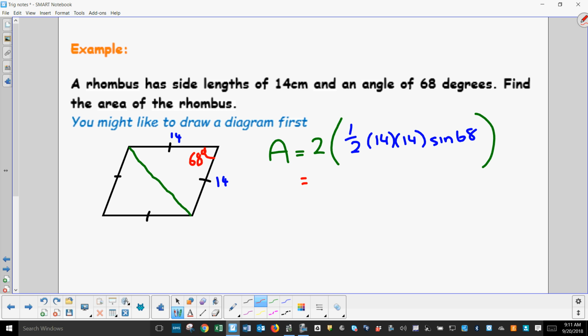196. Yeah, so overall it's going to become 196. Sine 68. You don't have to, you could have just gone straight to putting it in the calculator from my first step, that's also okay. I just thought that's kind of fun stuff to see. 2 times a half just cancels out to 1. 14 times 14 is 196.